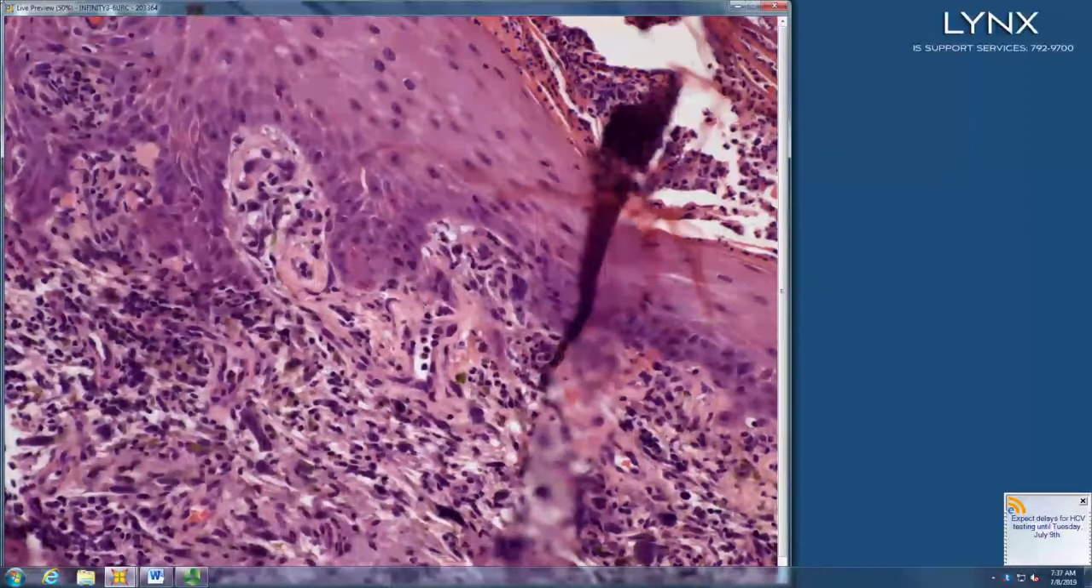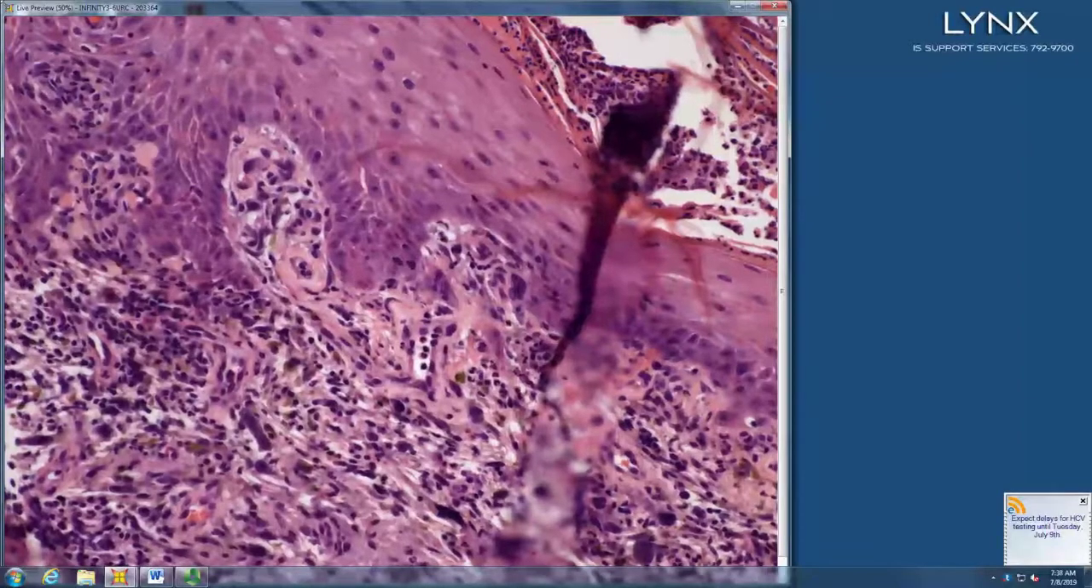Negative. So it looks like we got an AFX, probably atypical fibroxanthoma. Some people will do CD10 or procollagen 1 for confirmation, but it's largely just a diagnosis of exclusion, by excluding the other atypical spindle cell tumors.